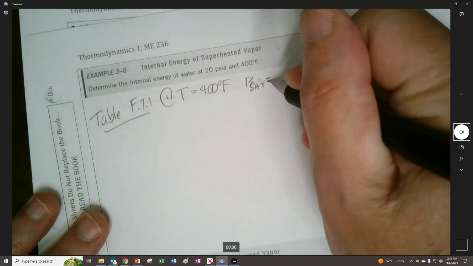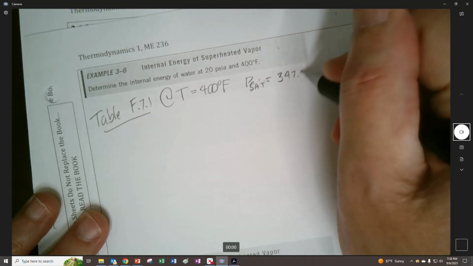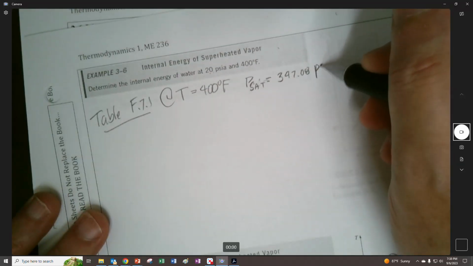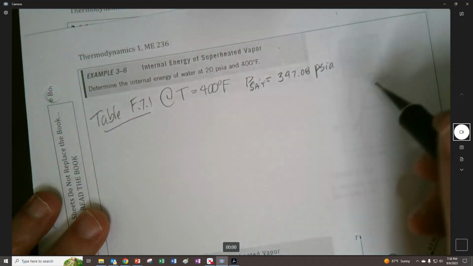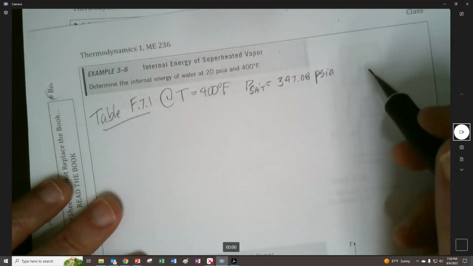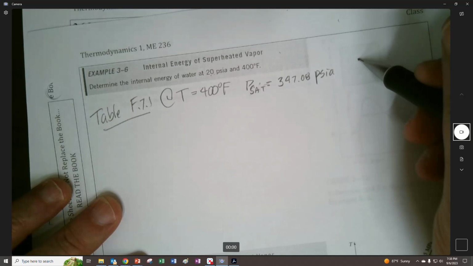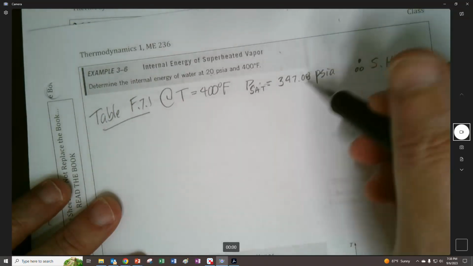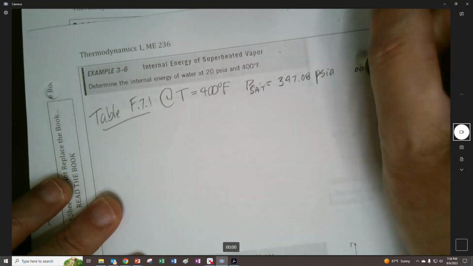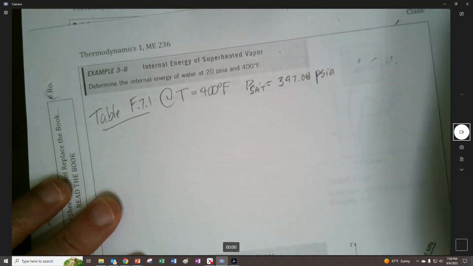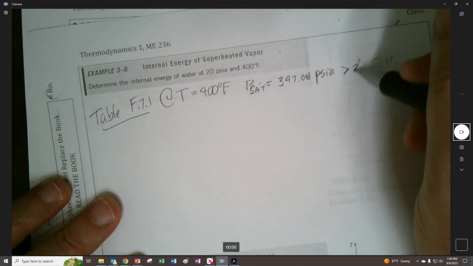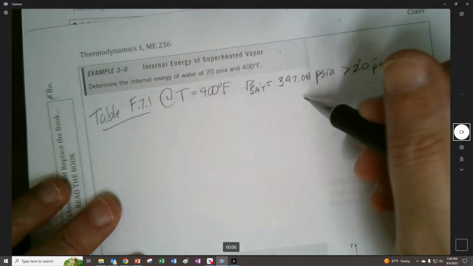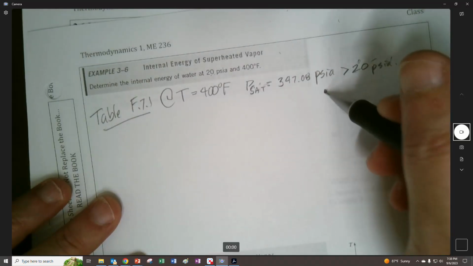here's the pressure that would go along, 347.08, which is a lot more than 20. Therefore, you can be pretty certain that it is superheated steam. And so, therefore, superheated steam. Maybe we say that this is greater than 20. I'm very tired, so I'm going to get loopy here. So that's there, so therefore superheated.